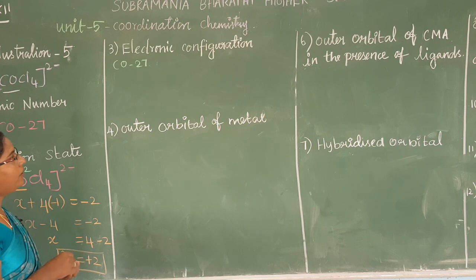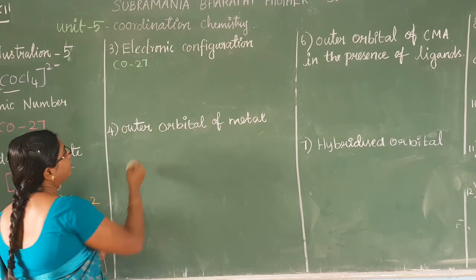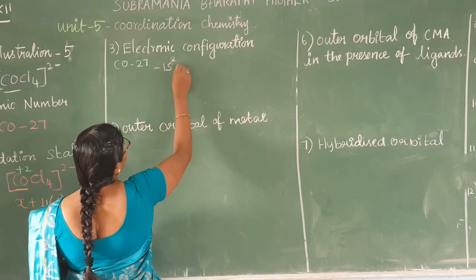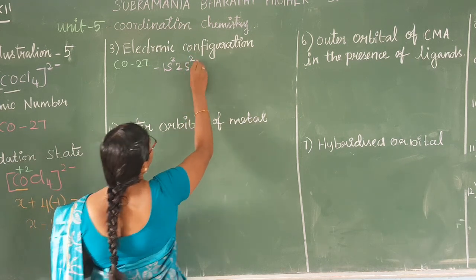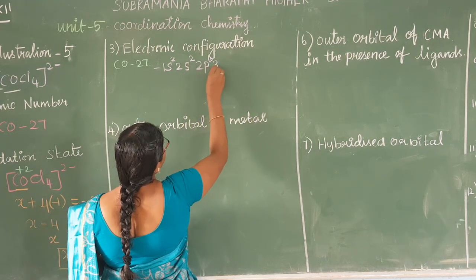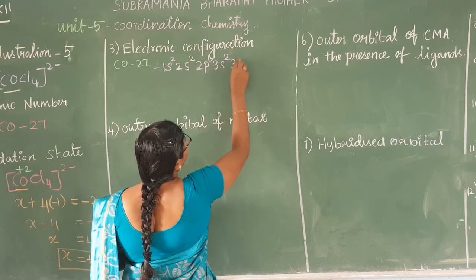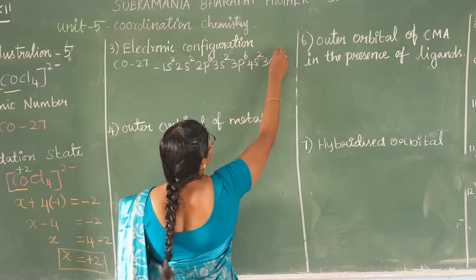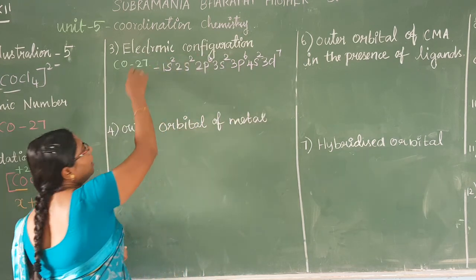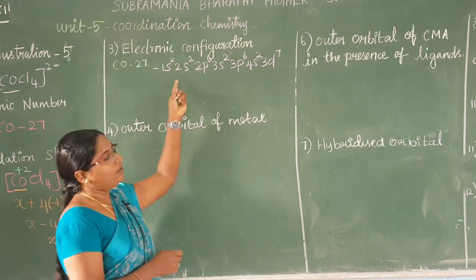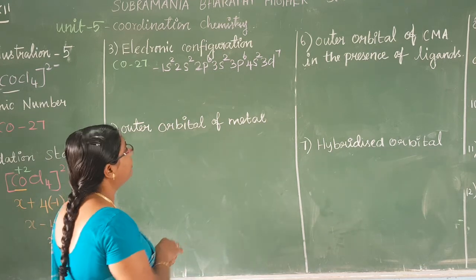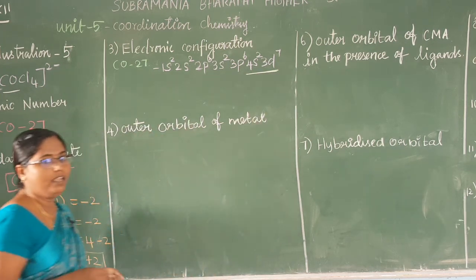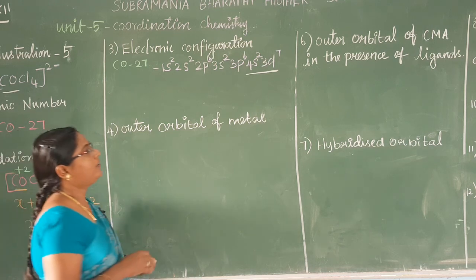So, if I write the electronic configuration, how will I write? You know how to write the electronic configuration: 1s2, 2s2, 2p6, 3s2, 3p6, 4s2, 3d7. If I add the numbers I will get the value of 27. In this way you have to write the electronic configuration. Then we have to see the outermost electronic configuration. What you have to see? You have to see the outermost electronic configuration.